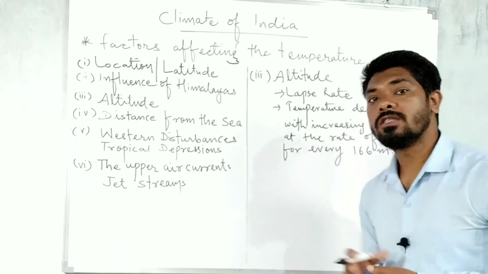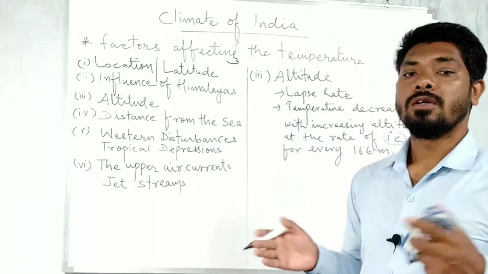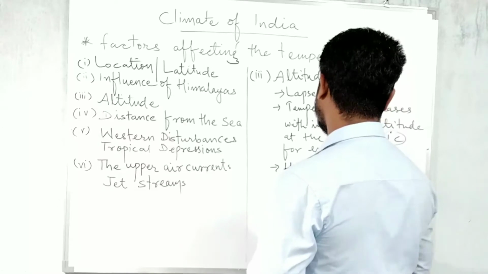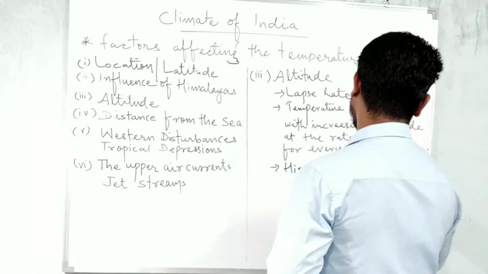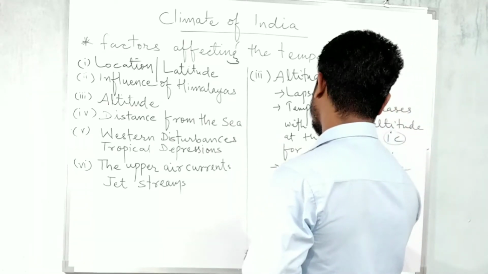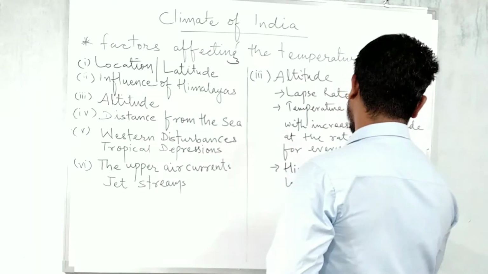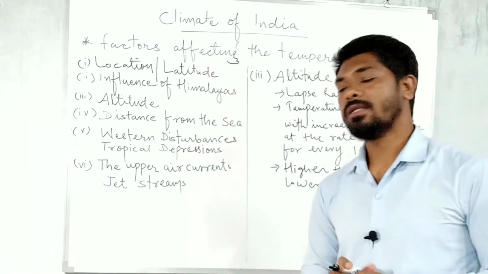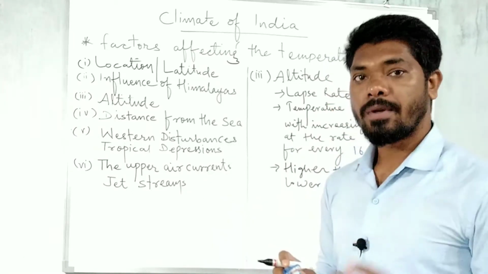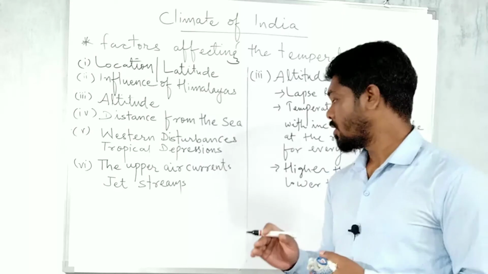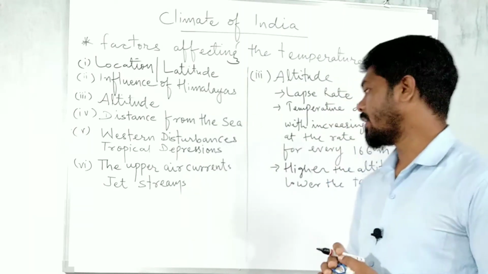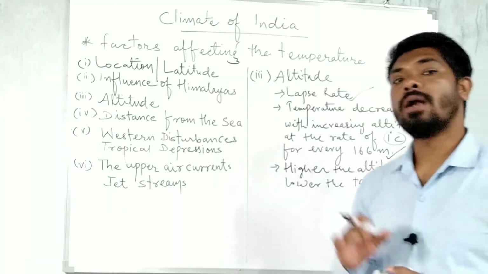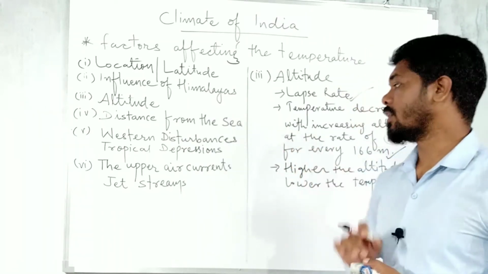So when you go to the mountain areas, the plains and mountains will have different temperatures. That's why the higher the altitude, the lower the temperature. So because of that, during the summer seasons, people go to visit the hilly areas to experience the cool climate, right? It is due to the lapse rate. That means for every 166 meters above, 1 degree Celsius of temperature will be reducing, right?